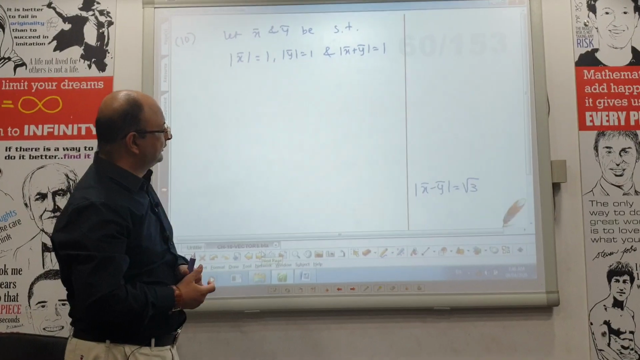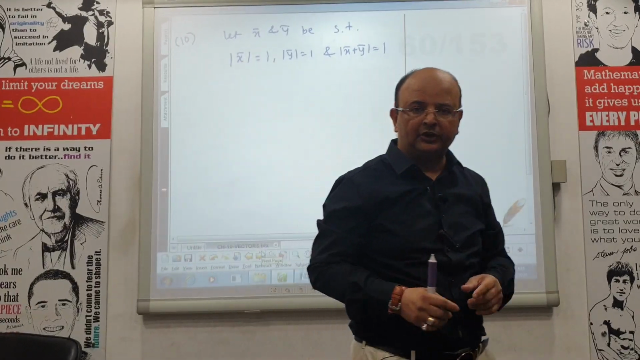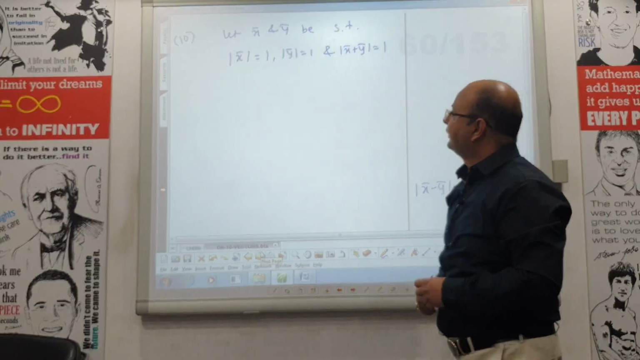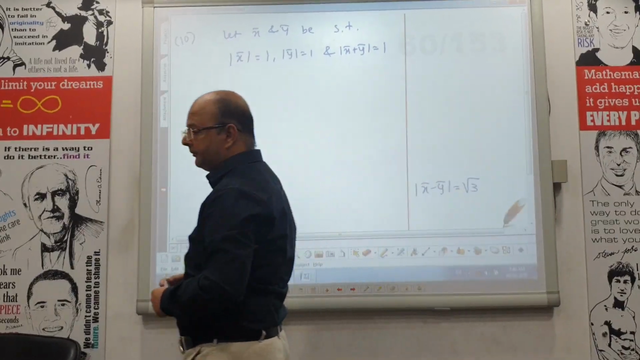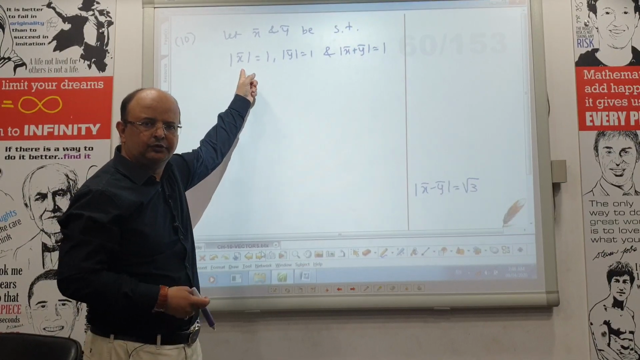We go for this one beautiful example. This set frequently asks this. What is the question? X bar and y bar are vectors such that mod x bar is 1, meaning x bar is a unit vector.